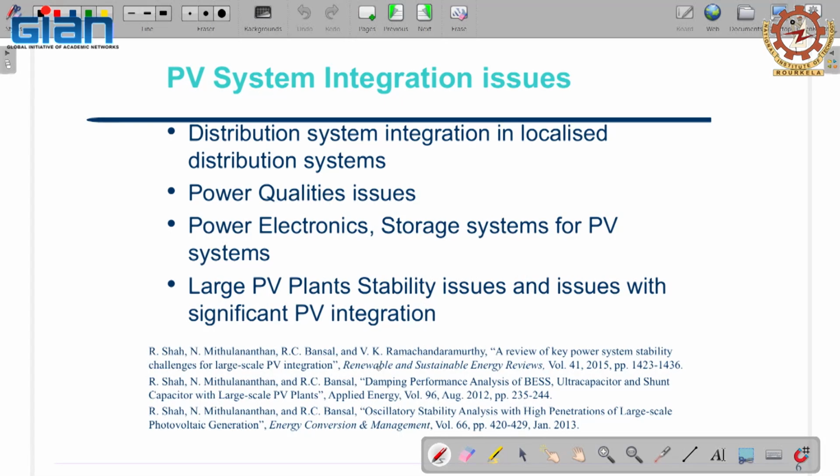Then you can see some other interesting papers dealing with stability analysis, damping performance analysis using battery and energy storage systems, ultra capacitors, and shunt capacitors with large scale PV systems. And the last paper is on oscillatory stability analysis with high penetration of large scale photovoltaic systems.